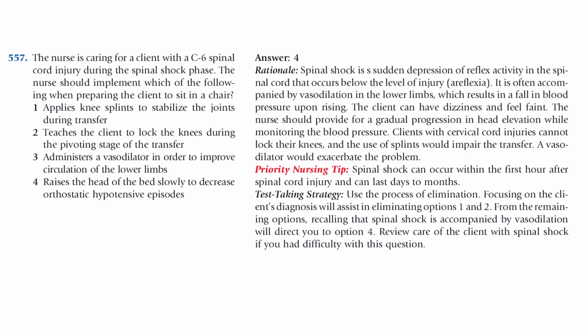Answer: 4. Rationale: spinal shock is a sudden depression of reflex activity in the spinal cord that occurs below the level of injury, areflexia. It is often accompanied by vasodilation in the lower limbs, which results in a fall in blood pressure upon rising. The client can have dizziness and feel faint. The nurse should provide for a gradual progression in head elevation while monitoring the blood pressure. Clients with cervical cord injuries cannot lock their knees, and the use of splints would impair the transfer. A vasodilator would exacerbate the problem.